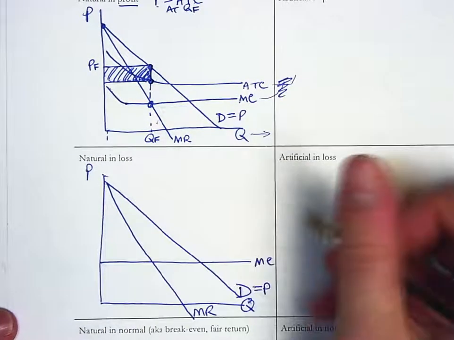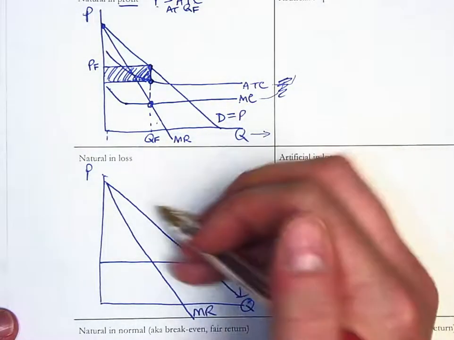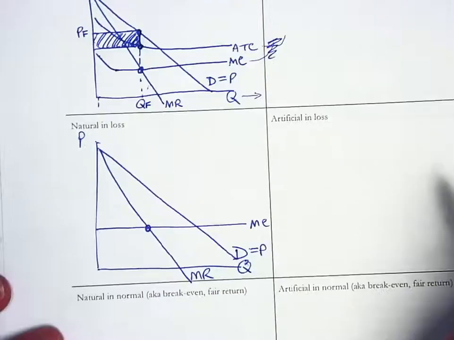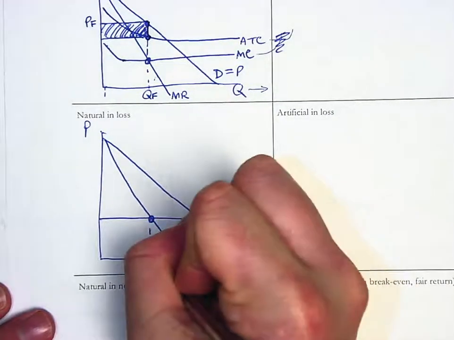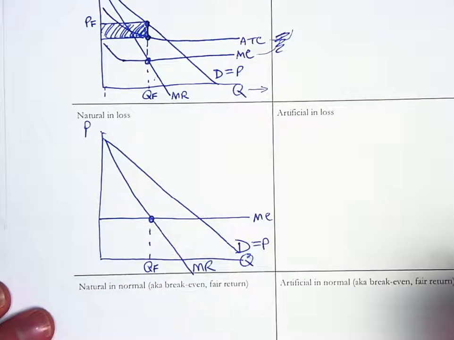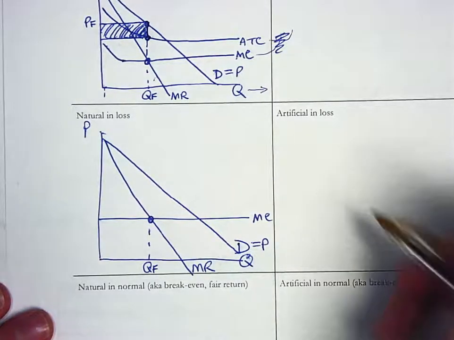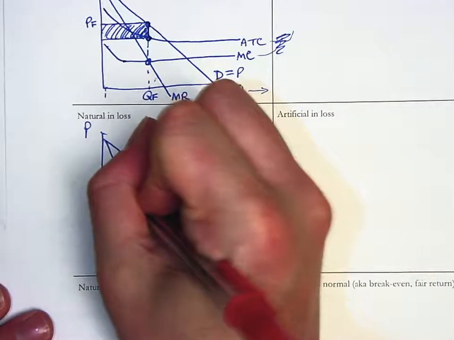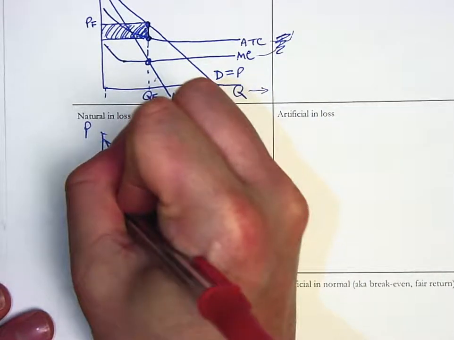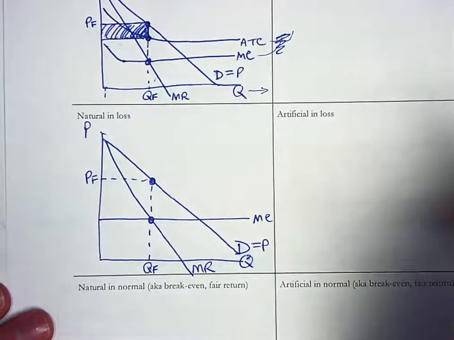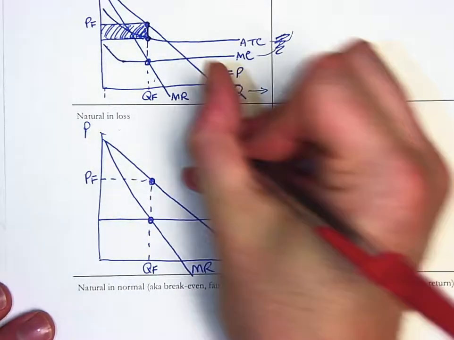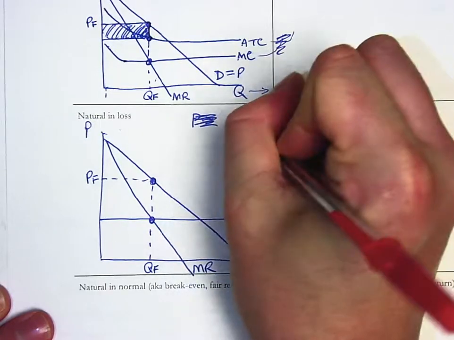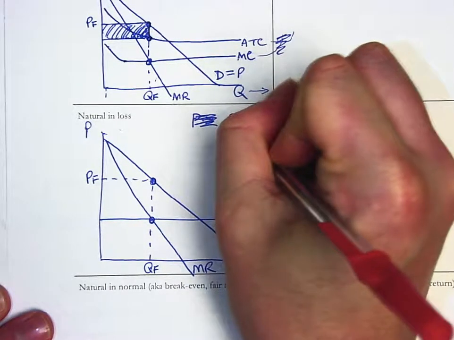Now, if we know that the firm is producing where MR equals MC, so that's there. That's where those cross. Quantity down. And then they price on the demand curve. So go all the way up to the demand curve. That's where they price. Okay, price the firm charges. But it tells us they're in a loss. So price is going to be less than ATC at QF.